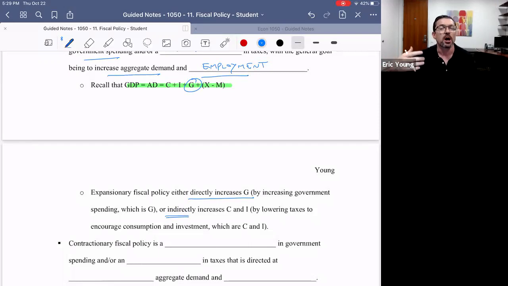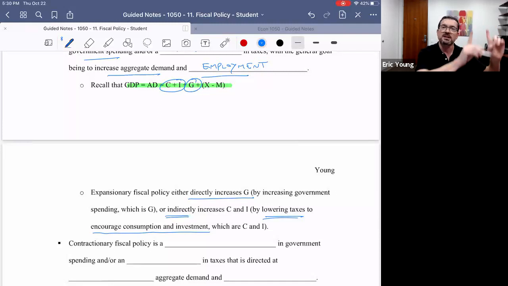You can imagine that if Congress lowers taxes, and you think about taxes as incentives for economic activity, lowering taxes is going to encourage consumption and investment. And therefore, indirectly, we'll see expansionary policies raise C and I. Note that both of those tools, the tax lever to increase C and I indirectly or government spending to raise G directly, they're both going to have the impact of increasing economic activity.